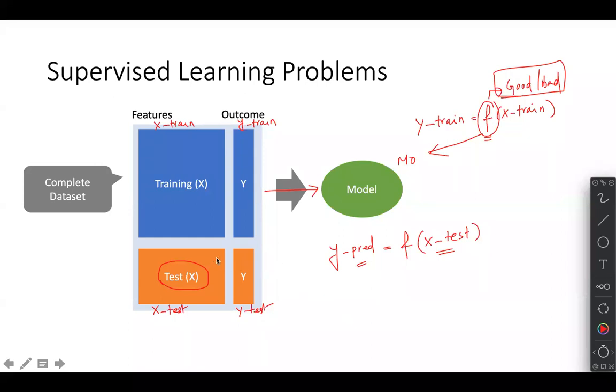And because we already know the actual outcome of the y value, we'll compare this predicted value from the function with the actual value of y. That's the whole purpose of keeping test data aside: to evaluate how well the function we learn from the training data performs on data that it has not learned from during the process of model building.